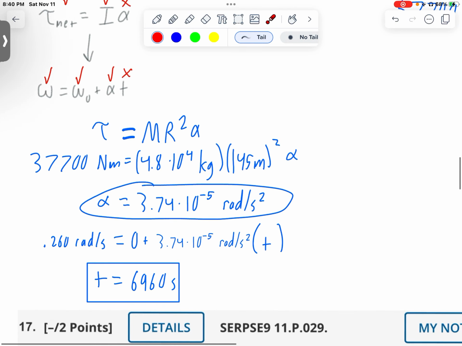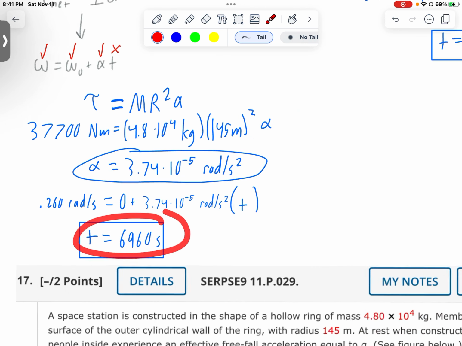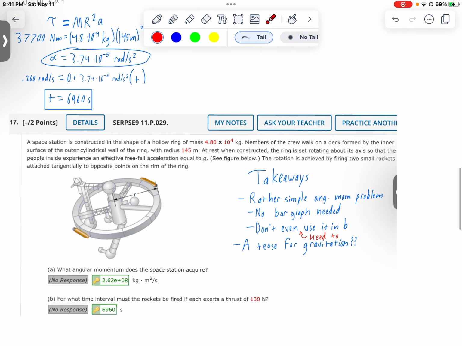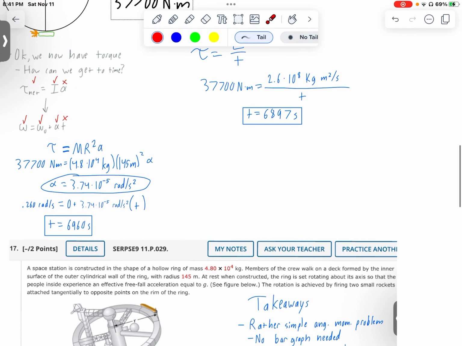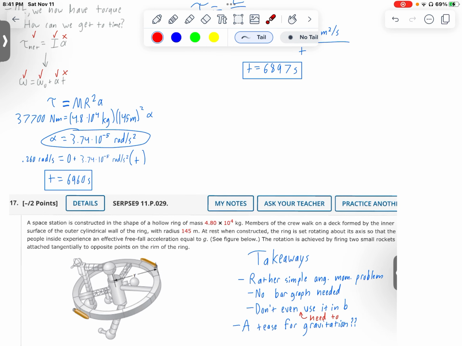So I did that. I found the angular acceleration and plugged it into the kinematic equation. We know the final angular velocity is omega, 0.26 radians per second, and initial is zero. And from that, I actually got a more accurate answer compared to this one, because on the website it's 6,960. This is definitely within 10% of that answer, but it's interesting how when you use the kinematic equation, it's more accurate.